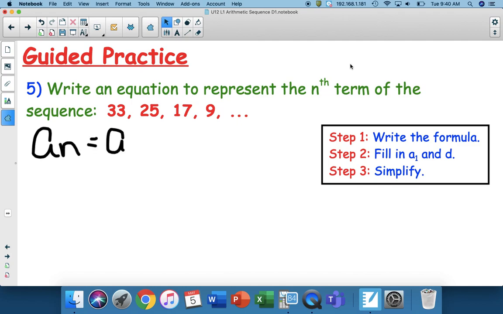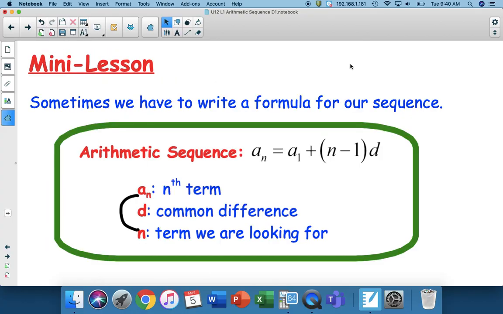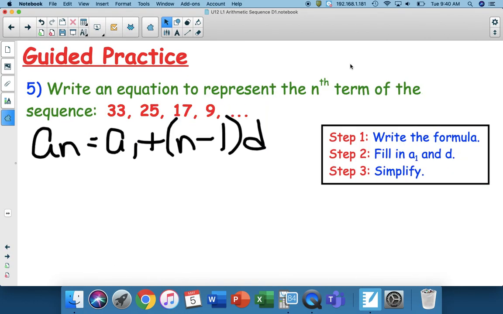an equals a1 plus n minus 1 times d. And if you look at it, it should be the same thing we have here. All right, so they want us to write an equation to solve this. So look at what we have in the equation, and look at our formula and see what we need to plug in. Right now, we have to plug in a1, which is our first term.